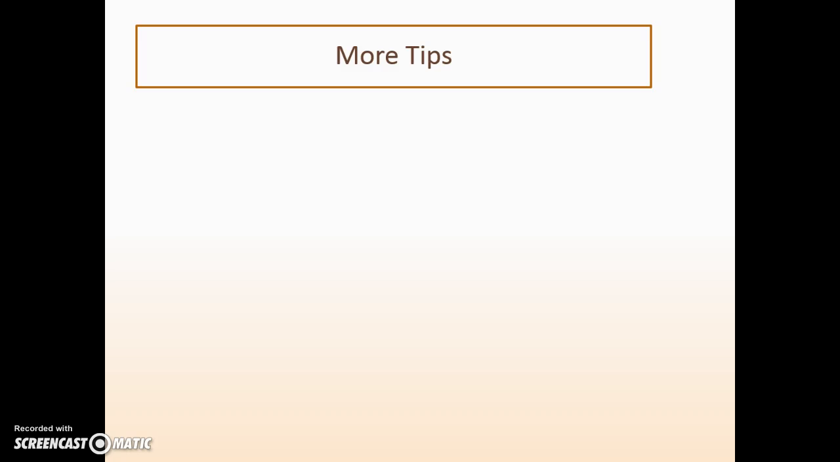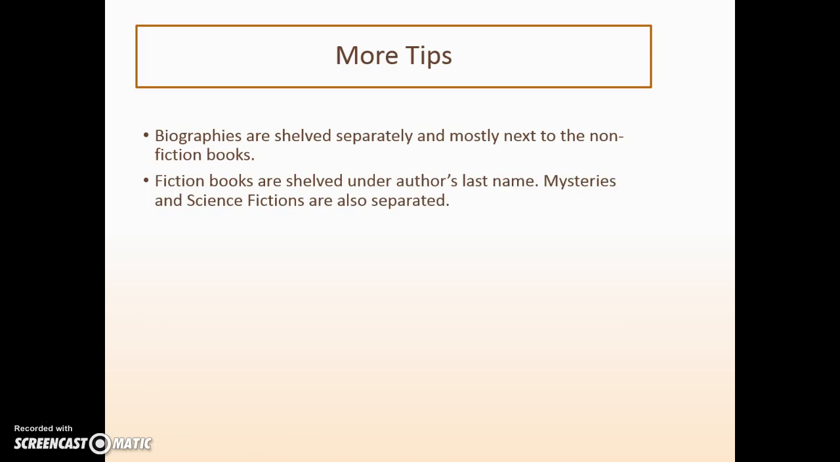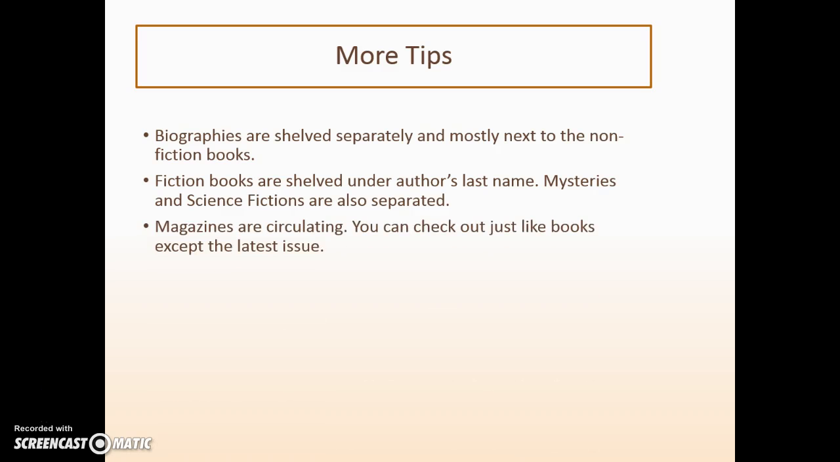More tips to find the item. Biographies are shelved separately and mostly next to the nonfiction books. Fiction books are shelved under the author's last name. Mysteries and science fictions are also separated. Magazines are circulating. You can check them out just like books, except the latest issue. DVDs have a shorter loan period than books, which is 2 weeks.